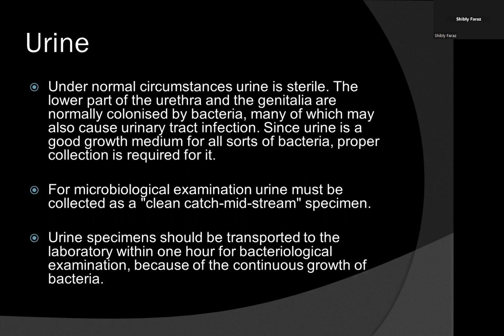Urine. Under normal circumstances, urine is sterile. The lower part of the urethra and genitalia are normally colonized by bacteria, many of which may also cause urinary tract infection. Since urine is a good growth medium for all sorts of bacteria, proper collection is required. For microbiological examination, urine must be collected as a clean catch midstream specimen.